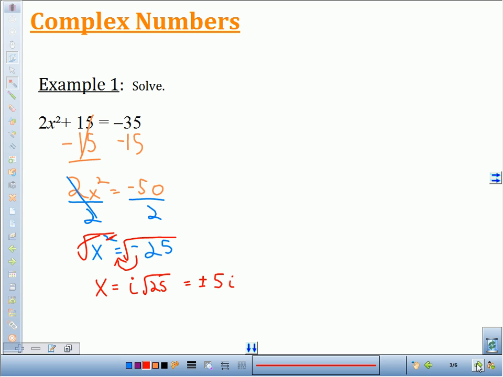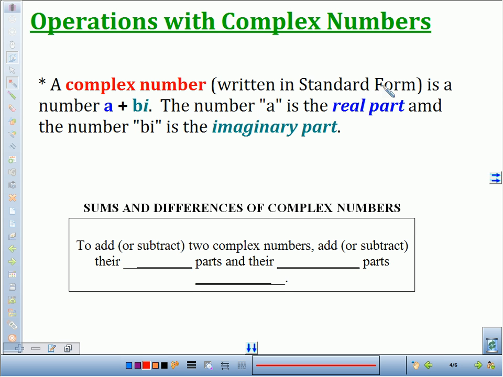All right, now the next thing we might need to do with a complex number or an imaginary number is perform basic operations. Now, a complex number, this is another definition for us. A complex number is a number a plus bi. It's basically a binomial. In a plus bi, the a is the real part. That is, it's a real number. It's not an imaginary number. It doesn't have i in it.